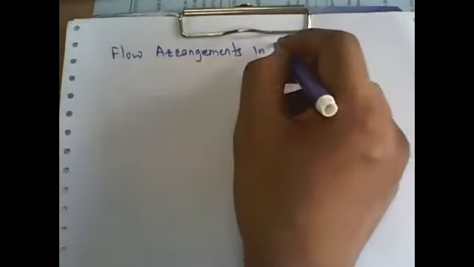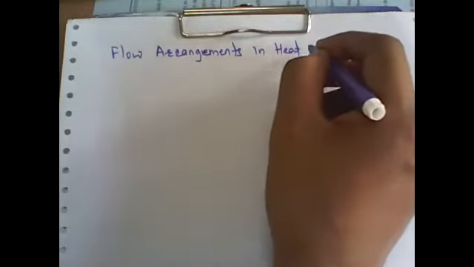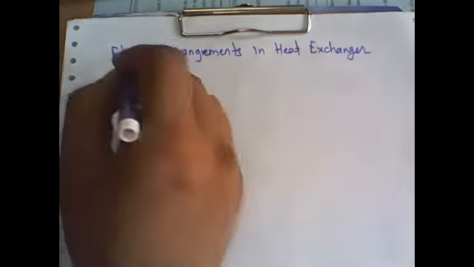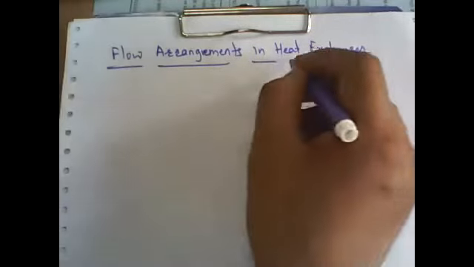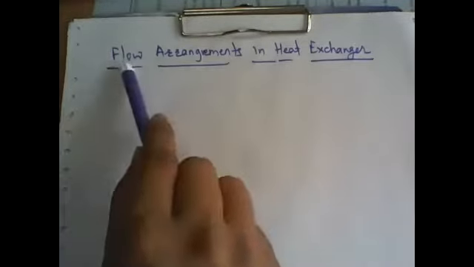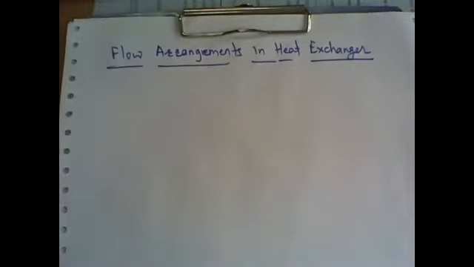Flow arrangements in heat exchanger. So we know about the heat exchanger, the equipment which exchanges heat. The purpose may be heating, cooling, vaporization, condensation, etc. And what are the flow arrangements in that heat exchanger? What are the possibilities of flow arrangement in that heat exchanger?